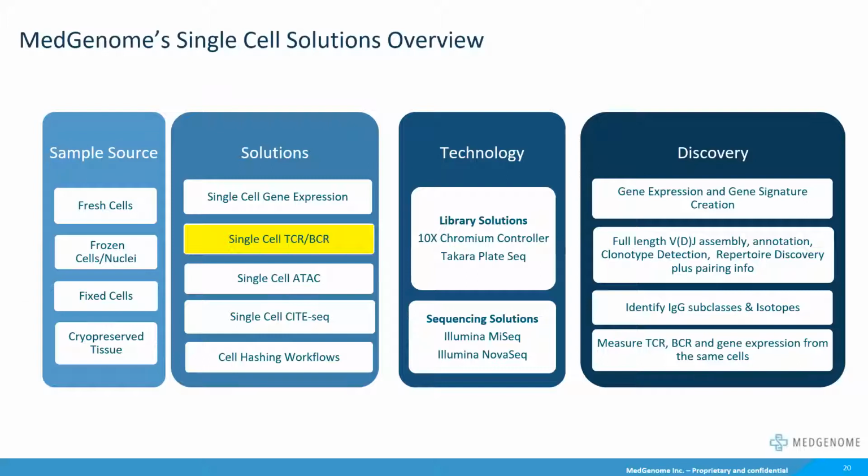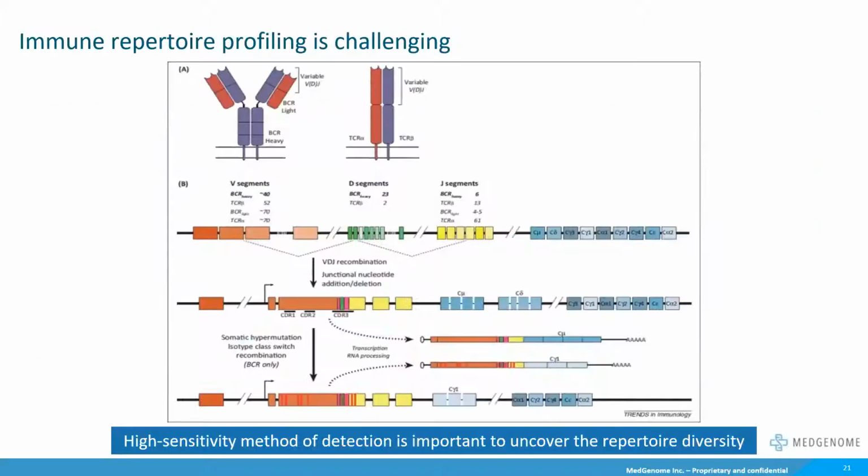And as you will see from Kushal, the discovery that comes out of the TCR, BCR, bulk, as well as single-cell analysis will offer some very interesting views of how the data can be analyzed and looked at. But let me just also take a pause and take a moment to look at the immune repertoire and the profiling of the immune repertoire. This is an extremely difficult and complex process, but it's also a very high sensitivity method detection which is required to uncover the repertoire and the diversity there.